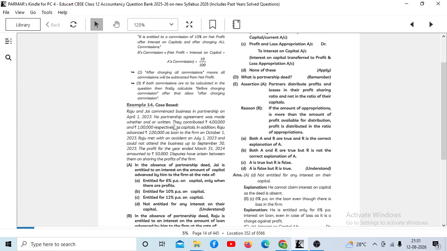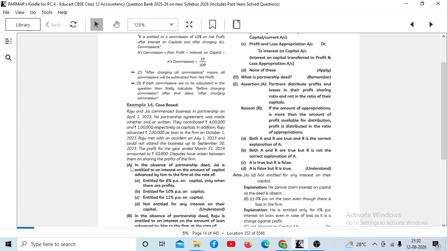Now here they are telling they contributed 4 lakh and 1 lakh respectively as capitals. In addition, Raju advanced 2 lakh as loan to the firm on 1st October 2023. Raju met with an accident on July 1st, 2023 and could not attend the business up to September 30, 2023. The profit for the year ended 31st March 2024 amounted to 50,600. Disputes have arisen between them on sharing the profits of the firm. So there is a dispute, right?